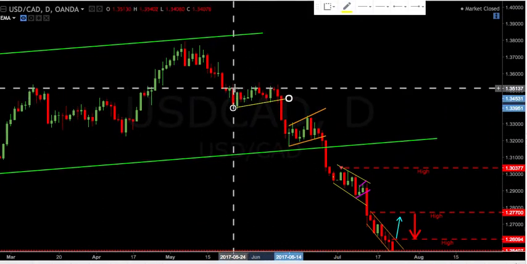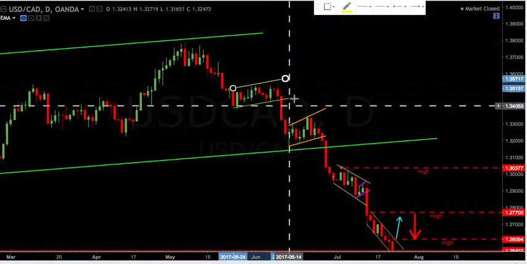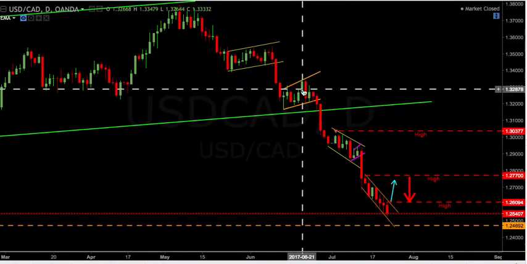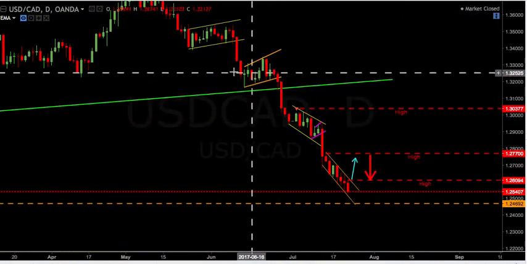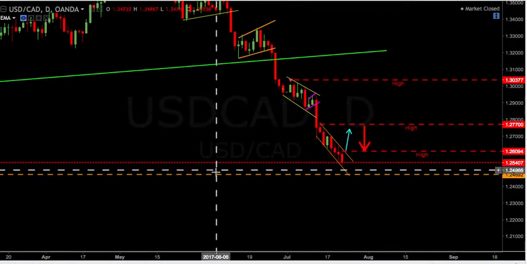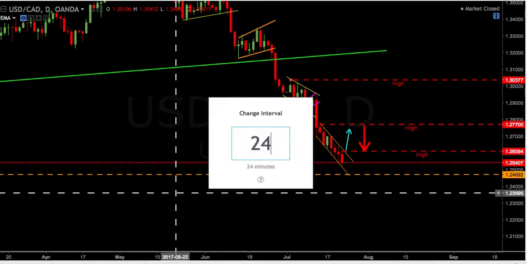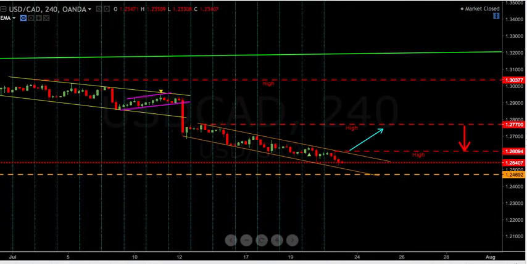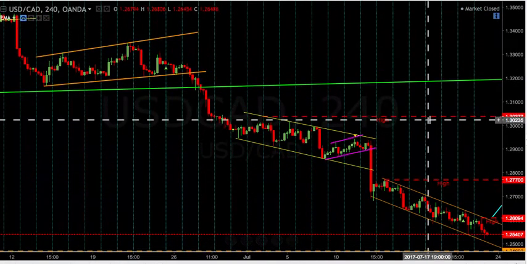Another continuation pattern right here. Get in again. Then it gave you another continuation pattern. I'm still holding a position in this. Price has just been coming down and down, giving you more opportunities to get into this pair.